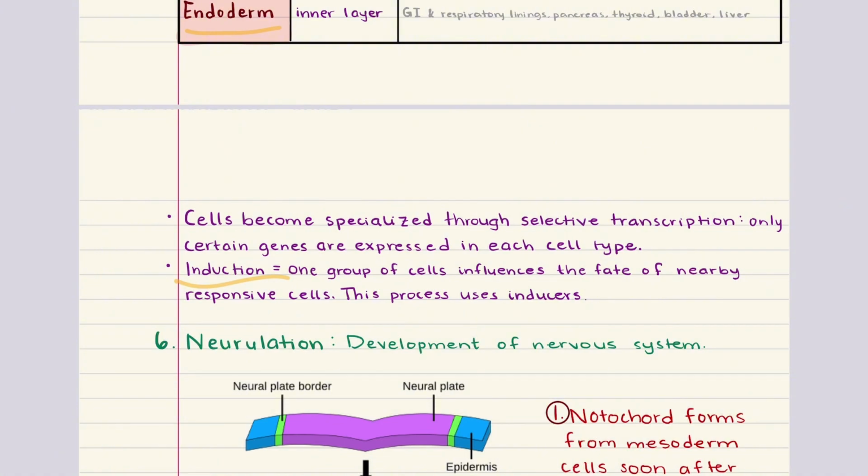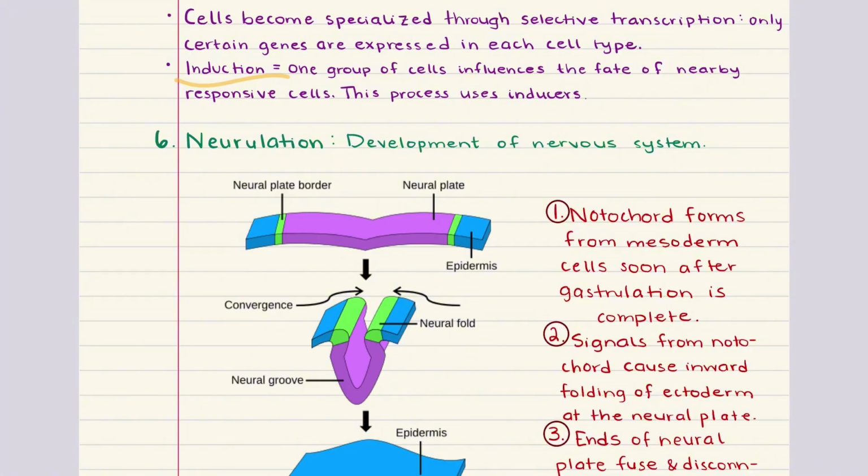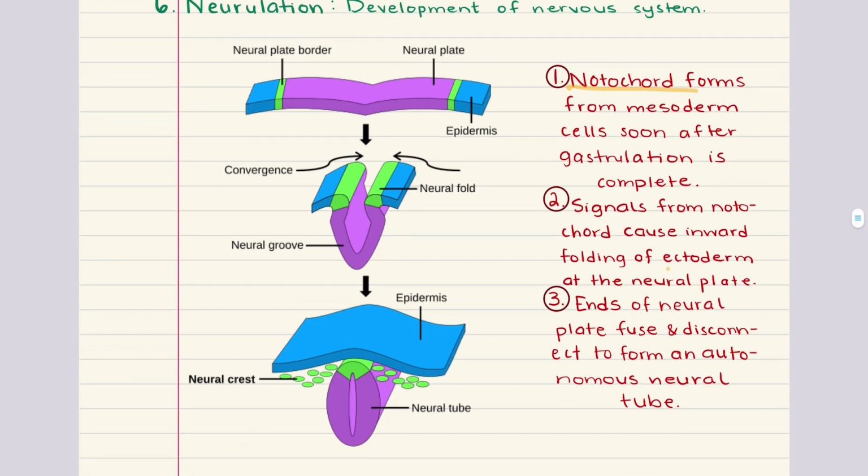Now, once the 3 germ layers have been established, the next major step in embryonic development is the formation of the nervous system. This process is called neurulation. The first structure to form is the notochord, which develops from mesodermal cells. Now, the notochord doesn't become part of the nervous system itself, but it does play a critical signaling role. The notochord sends out molecular signals to the ectoderm, which is the outermost germ layer, and it causes a specific region of it to thicken. This region is called the neural plate.